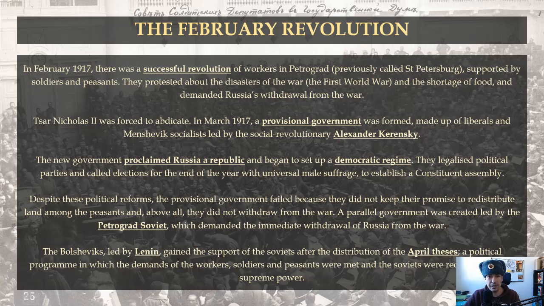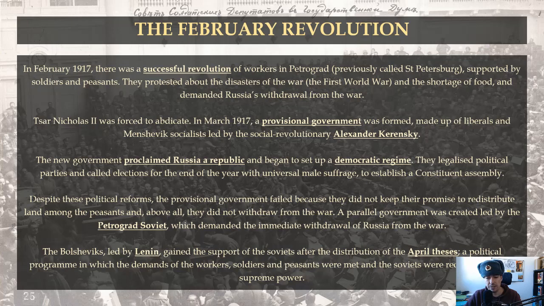This new government established a republic because the Tsar was forced to abdicate and he was arrested with his family, and they began to set up a democratic regime. They legalized all the political parties that we have seen before and called elections for the end of the year with universal male suffrage to establish a constituent assembly. They wanted to create the first constitution of the newly formed Russian Republic.